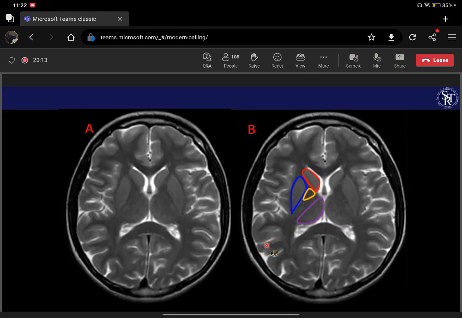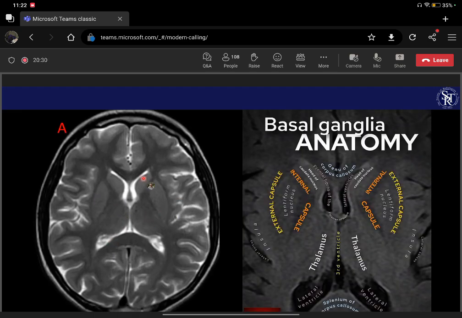So what does that look like on MR? In red, we have the head of the caudate nucleus. Here in blue, we have the lentiform nucleus. And in purple, we have the thalamus. The globus pallidus is presumed to be there, but we can't see it distinctly. And in between them, you can see that there are some white matter tracts.